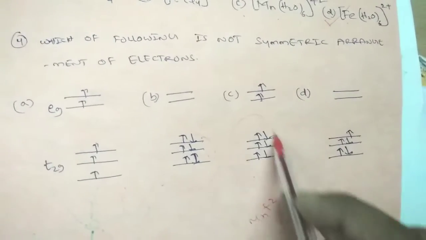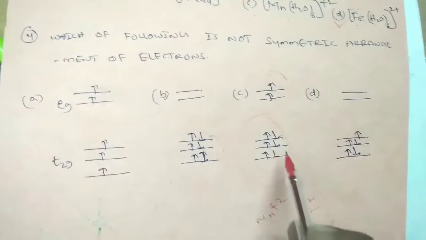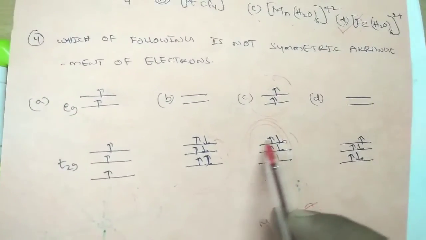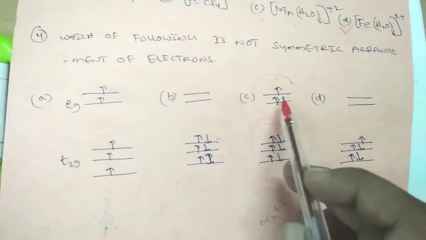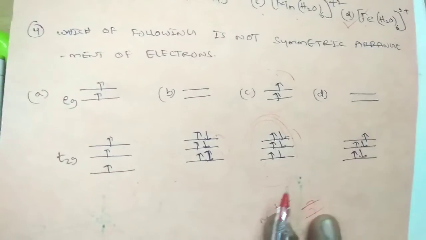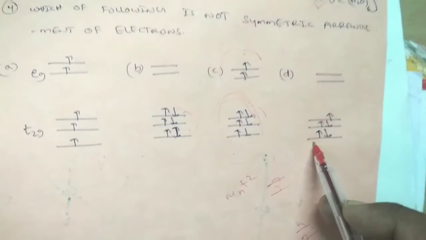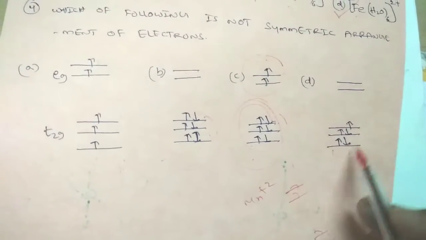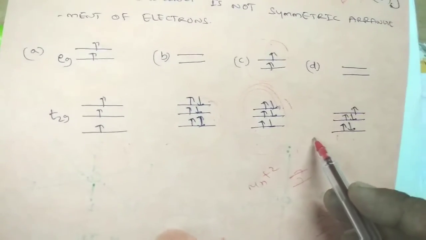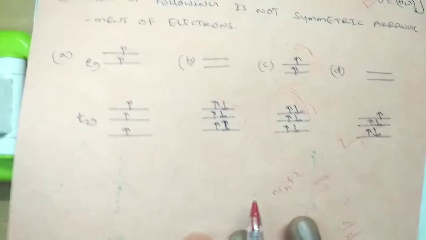Here, this is filled uniformly. This is filled uniformly. Here all orbitals, each orbital is filled with 2 electrons. Here each orbital is filled with 1 electron. This is also uniform arrangement only, symmetric arrangement only. Uniform arrangement, symmetric arrangement, both are the same. Let us see here. Here 2 orbitals are filled with 2 electrons. One is filled with 1 electron. This is not a symmetric arrangement.